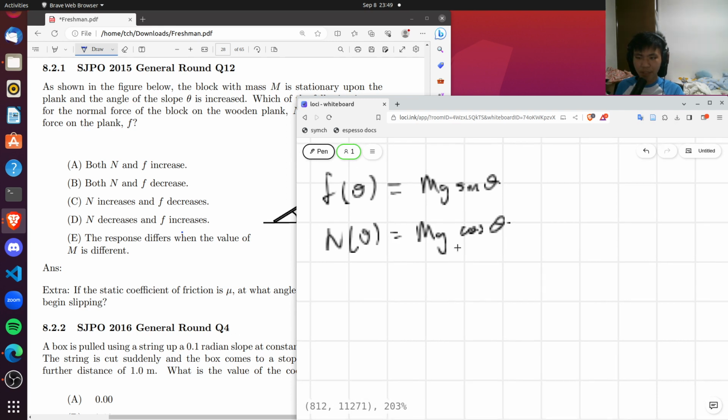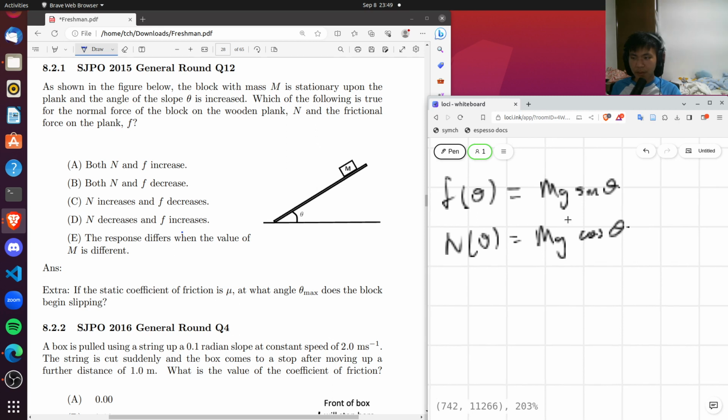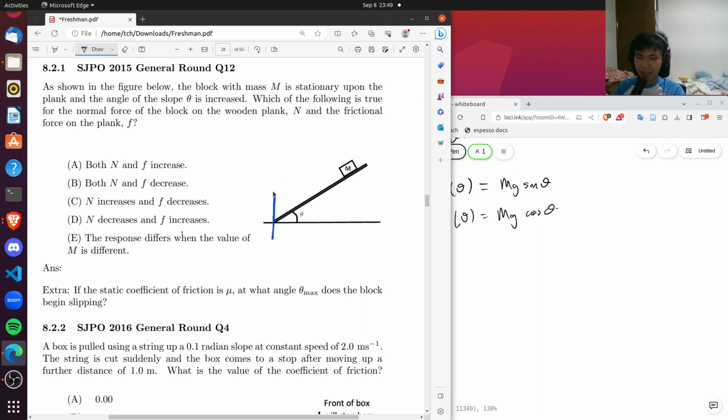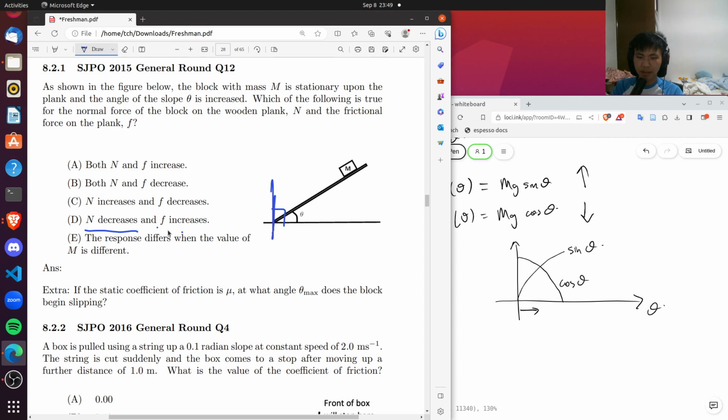And so now all that's left to do is to analyze, if I increase theta, how do friction and normal contact force change? To do so, just plot the trigonometric functions. We know theta is between 0 and 90 degrees. So cosine theta looks like that, and sine theta looks like that. So you can see that as theta increases, sine theta is increasing and cosine theta is decreasing. So the normal contact force is decreasing and frictional force is increasing. So the answer is D.